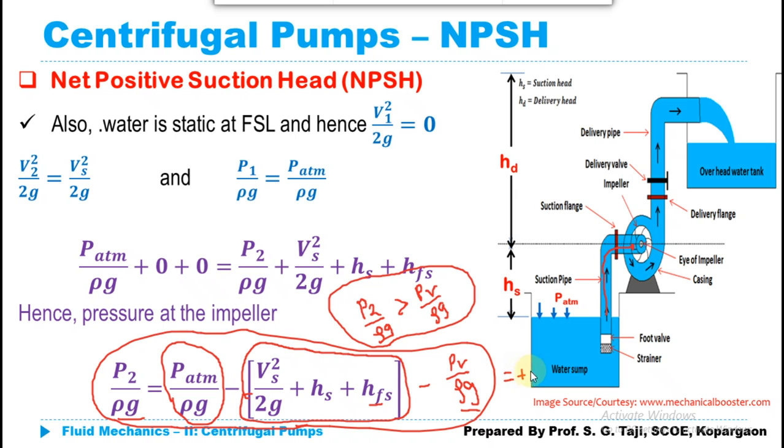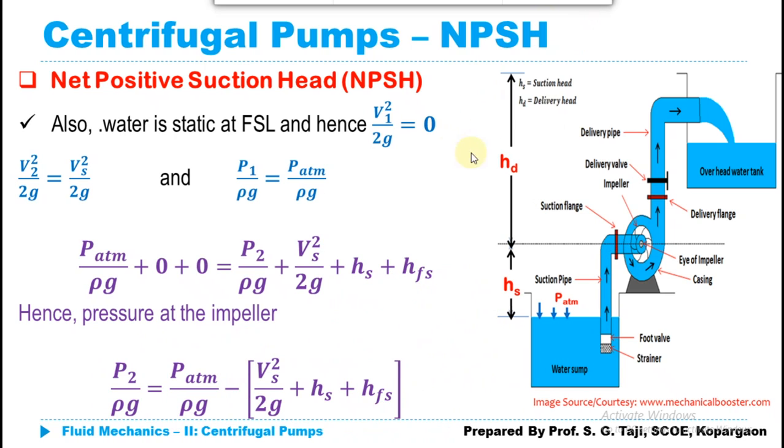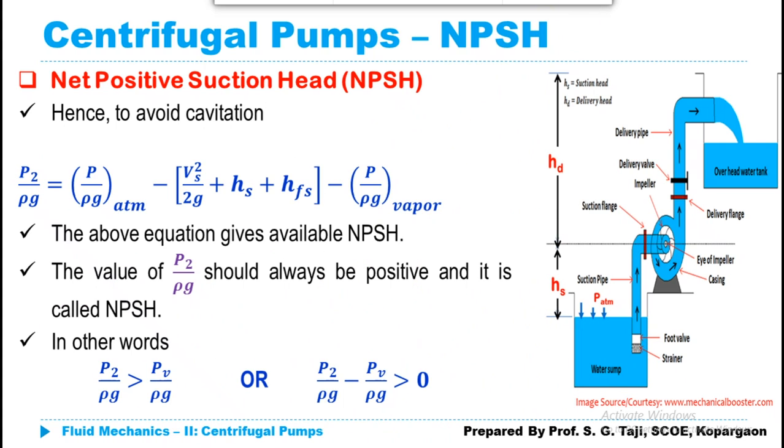It should be positive. If it is coming negative, that means that whatever your pressure at section 2, that is at the eye of the impeller or the suction head, is less than the vapor pressure, and due to that there may be a formation of bubbles, and due to those bubbles our material may get damaged. So for avoiding that, the value of this P2 upon rho g should be positive after deducting this vapor pressure from this given expression.